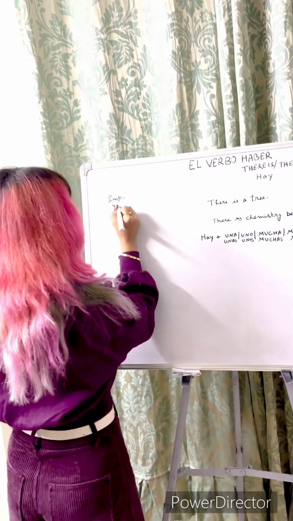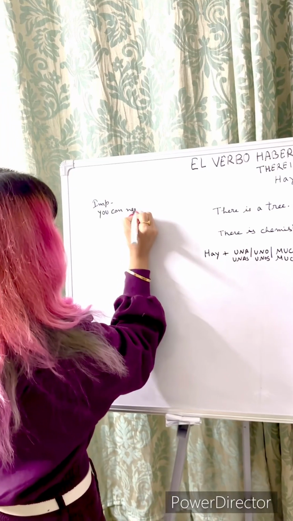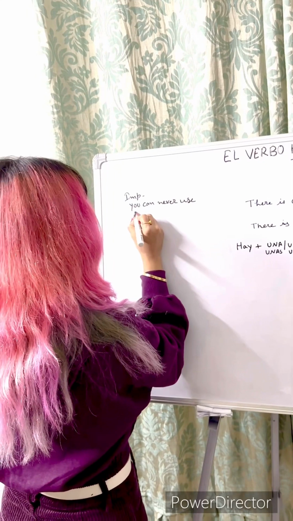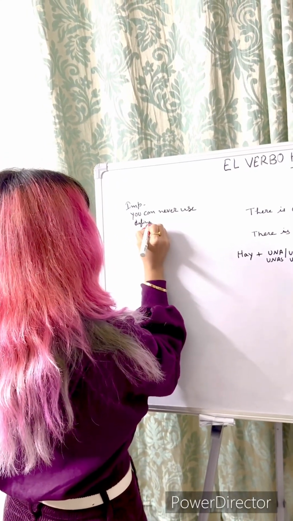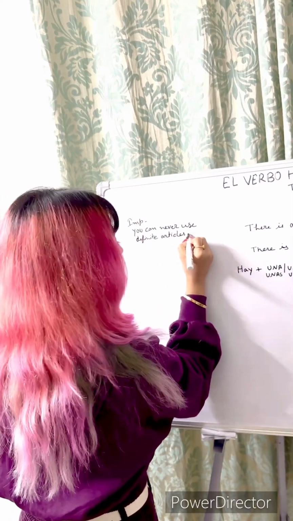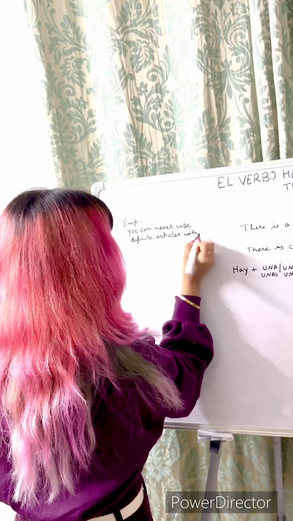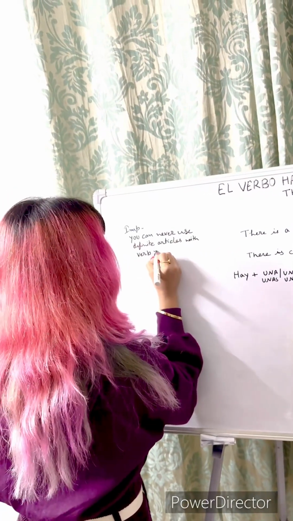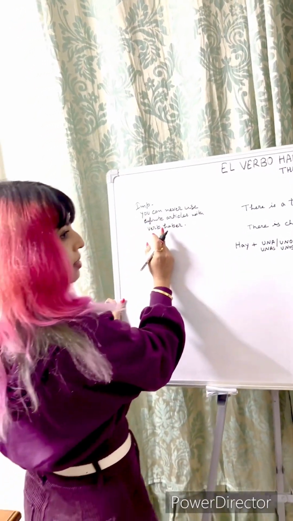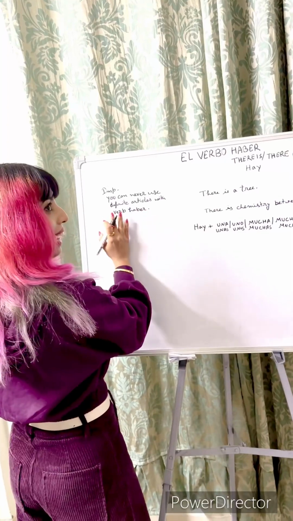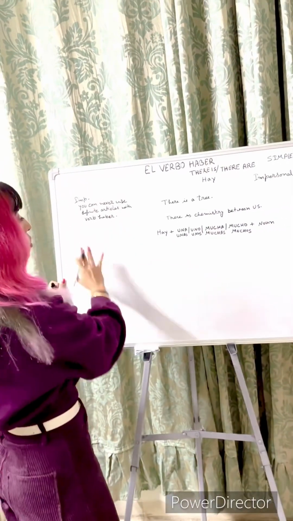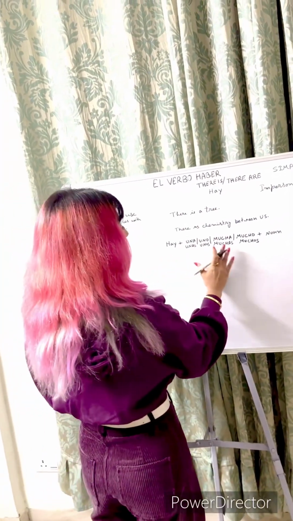You can never use definite articles with verb haber. Definite articles, I suppose you guys remember: el, la, los, las. We are not supposed to use them with verb haber. We'll use una, unos, muchas, muchos.